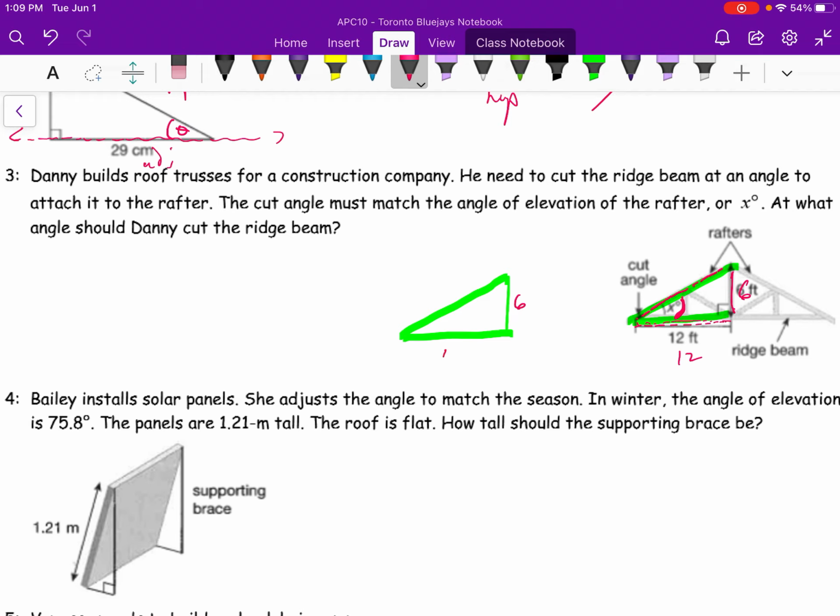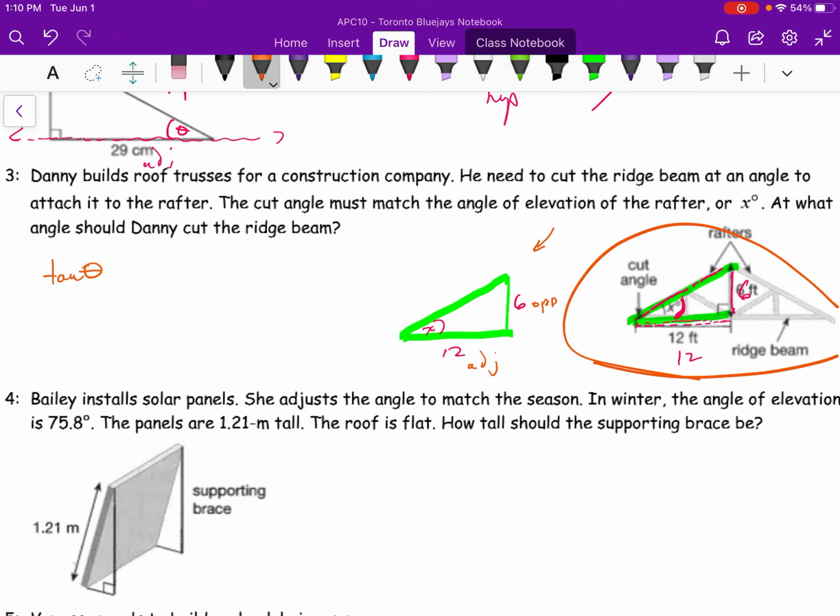I know the height of this is 6. My ridge beam length is 12, and I want to find X. Now, X is a valid variable for an angle, so I need to calculate X. So I can forget about this complicated picture of construction, and I can simplify the problem. When I want to find my angle X, this side is opposite, this side is adjacent. So what trigonometric ratio uses opposite and adjacent?